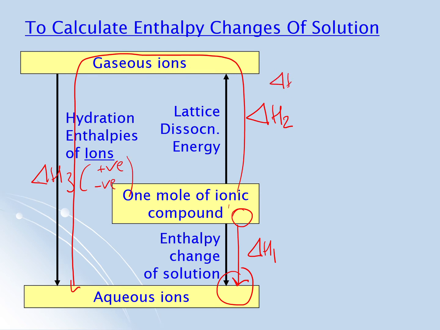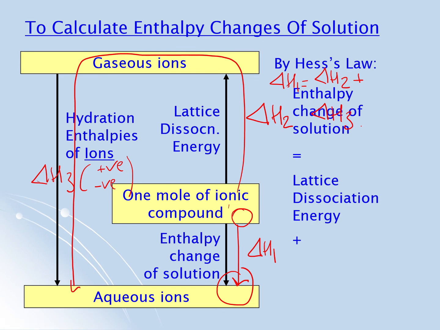Well, then you have delta H1 is equal to delta H2 plus delta H3. Simple as that. That's really important that you remember that. If we were doing it by Hess's law, this is exactly what I've just said: the enthalpy of solution is equal to the lattice dissociation energy plus the hydration enthalpies of the ions.